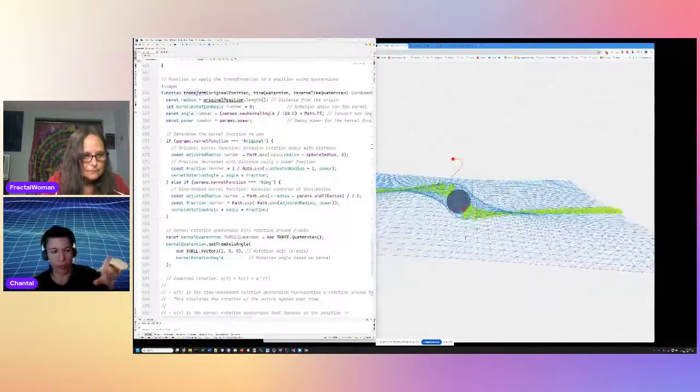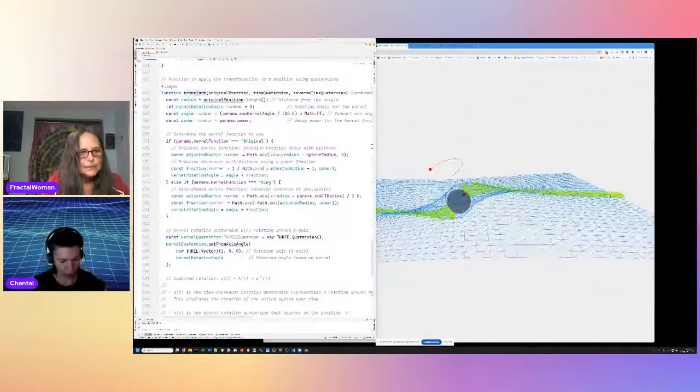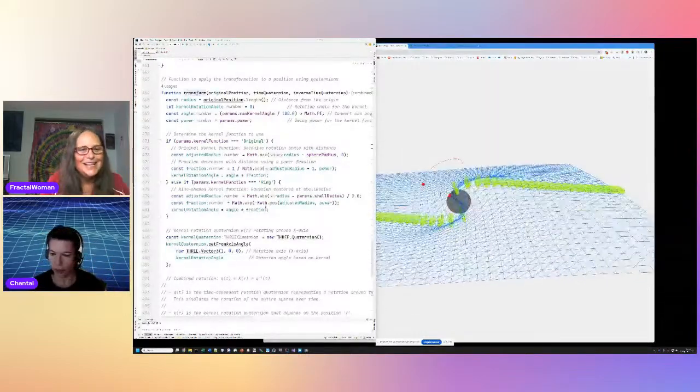That's the radius. And now my mouse went away. Where's my mouse? It's on the other screen.